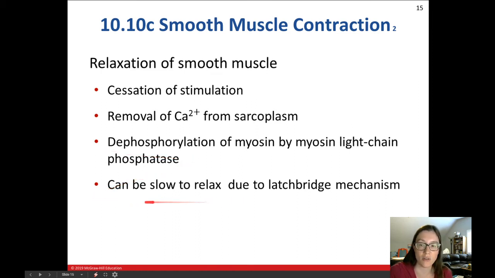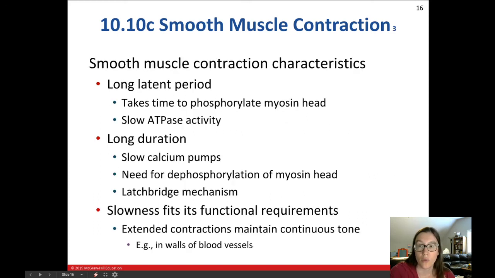But sometimes this can be slow to relax because, remember, myosin can stay bound to actin for a pretty long time without extra ATP. So how smooth muscle contraction is different from skeletal muscle is that smooth muscle has a long latent period, meaning that it takes a long time for the activation of myosin. So it takes a long time to phosphorylate the myosin head. Even if the calcium gets in pretty quickly, it still takes a while to activate myosin. There's also the ATPase, which breaks down the ATP and provides energy for each cross bridge, and it is slower.